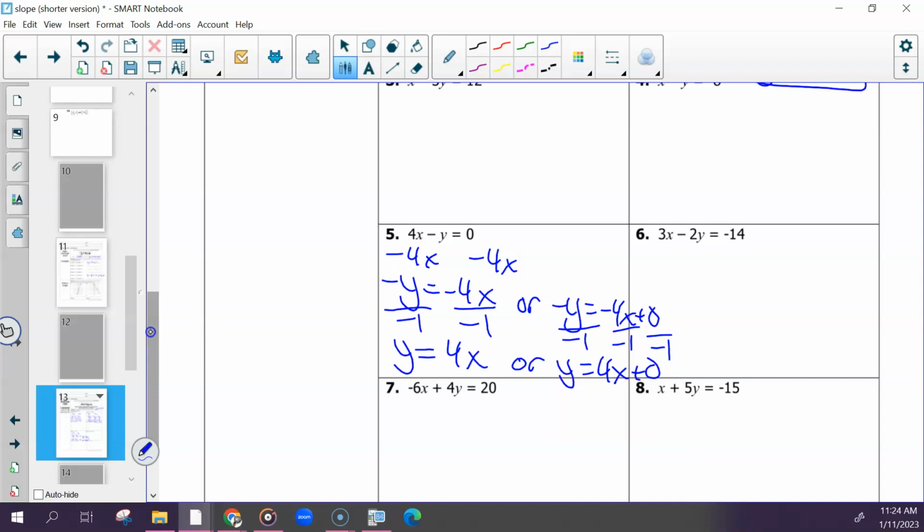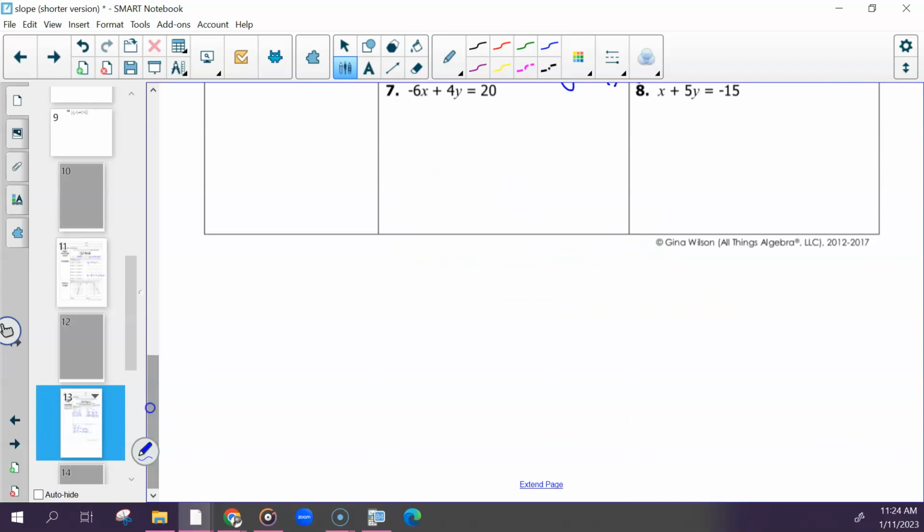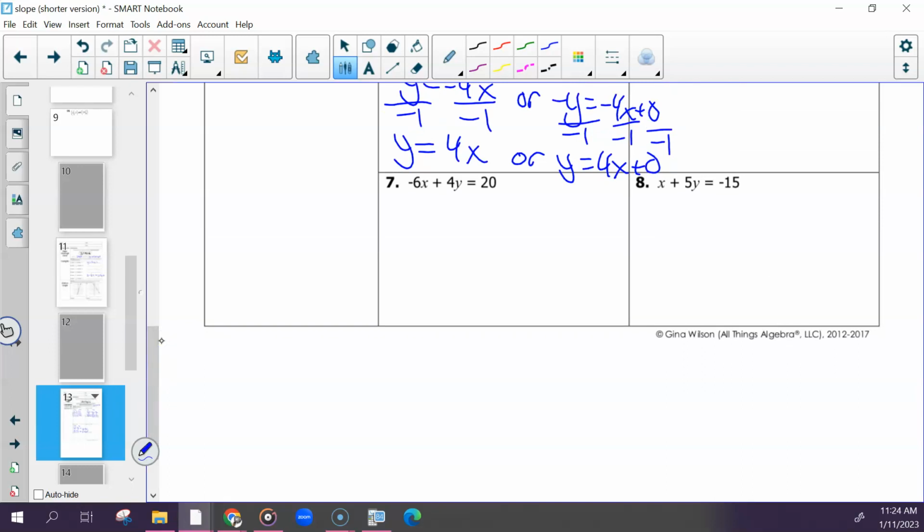And then last one I want to do together, and then any others you guys want to do is 7. How would we start that one? We'll add 6x to both sides. So we have 4y equals 6x plus 20.